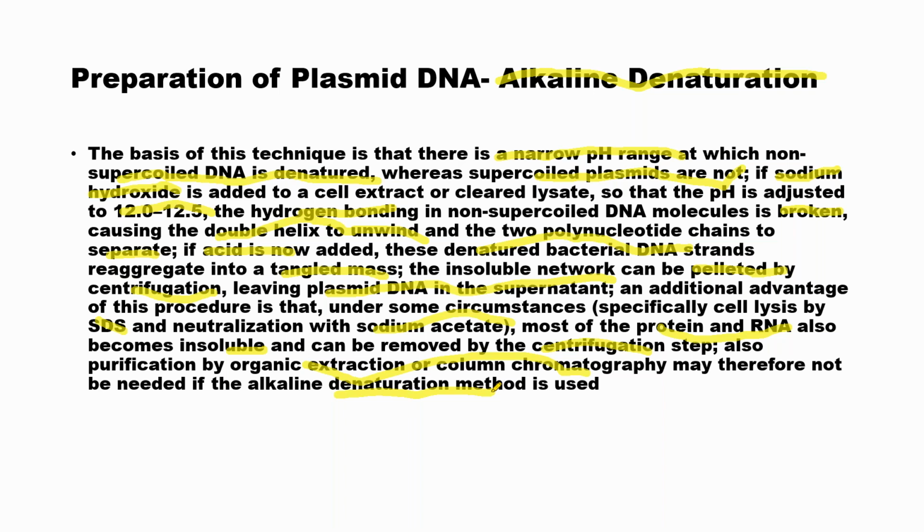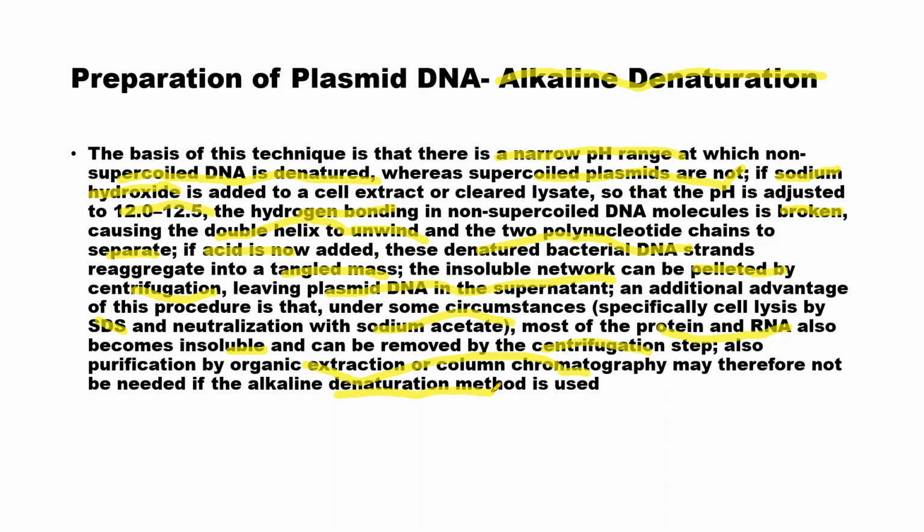So here, in the first step, we add sodium hydroxide and maintain the pH at 12 to 12.5. As a result, hydrogen bonding is broken in the non-supercoiled chromosomal DNA. In the next step, we add an acid. As a result, the broken non-supercoiled chromosomal DNA will be reaggregated into a mass, which is removed by centrifugation. As a result, plasmid DNA will only remain in the clear supernatant.